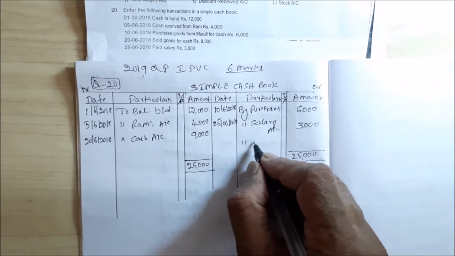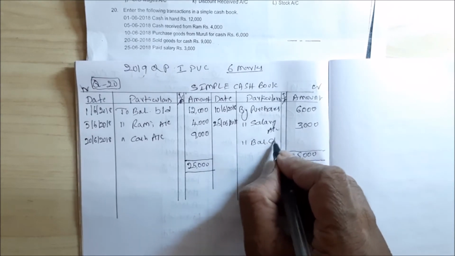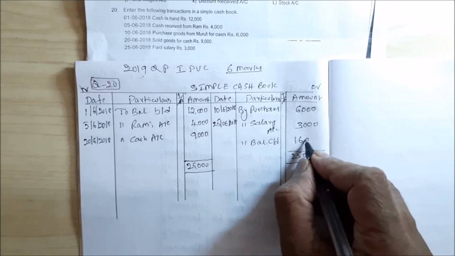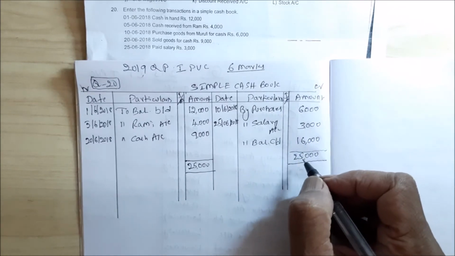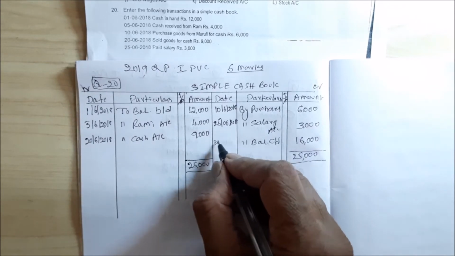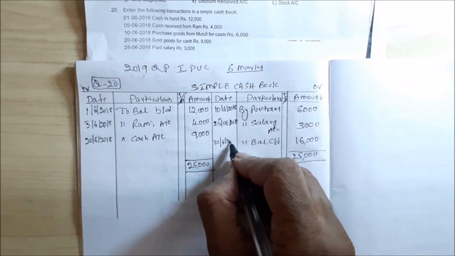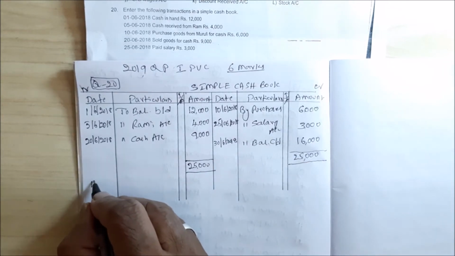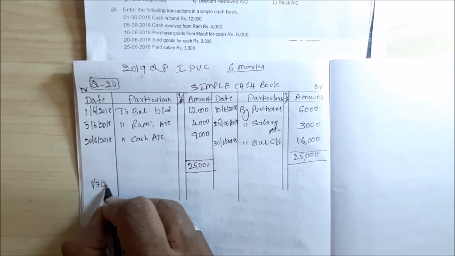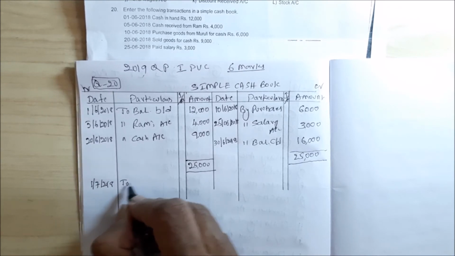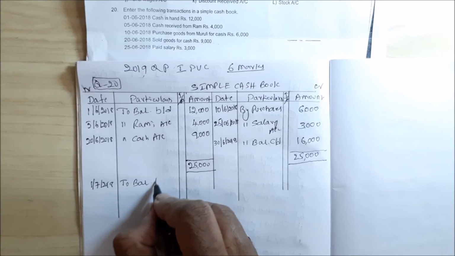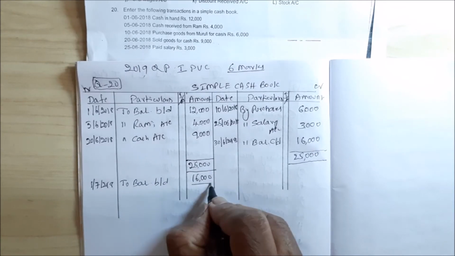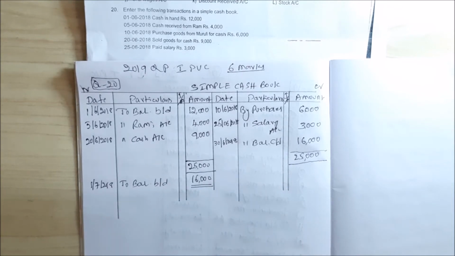Then by balance carried down 16,000. So this is on the last day of the month, that is 30/6/2018. The last day of June is 30th. The next month is 1/7/2018 to balance brought down 16,000. This is how you have to work out a simple cash book.